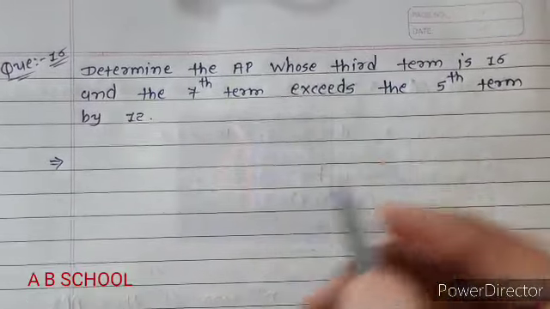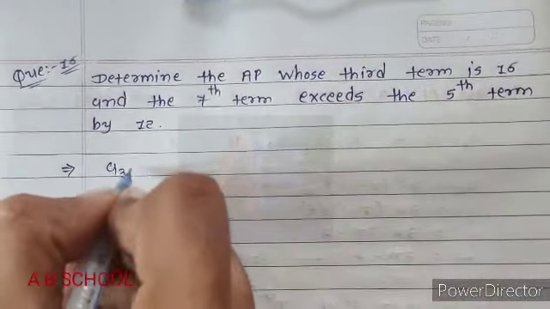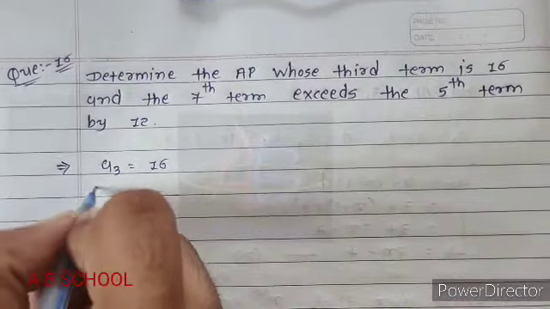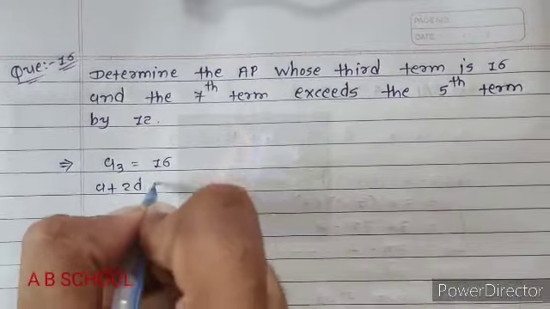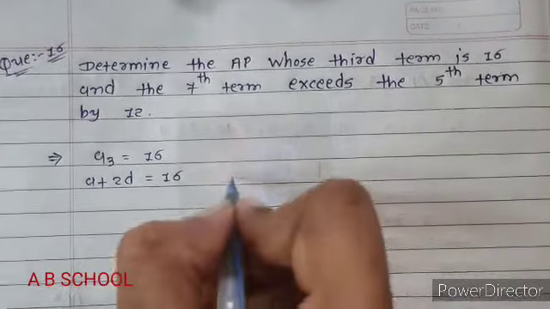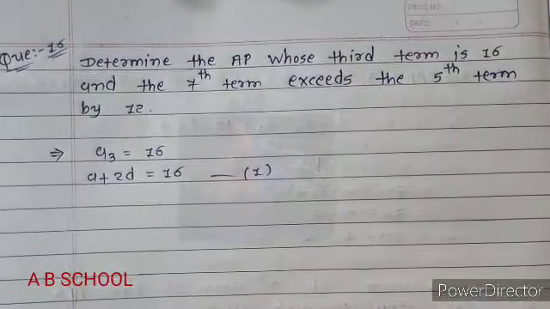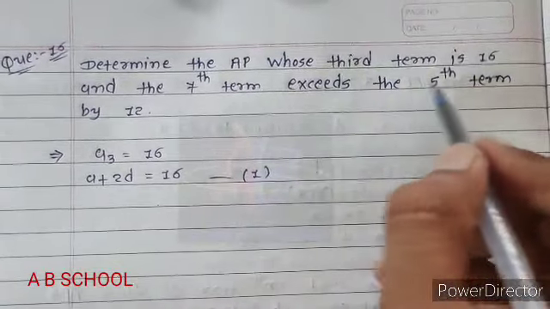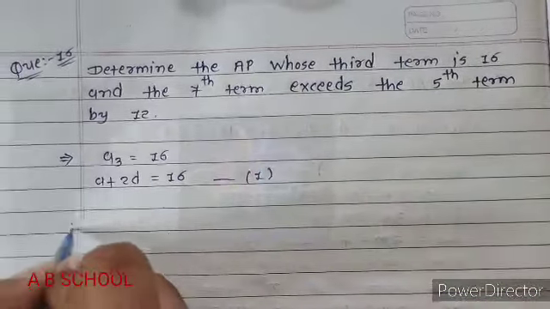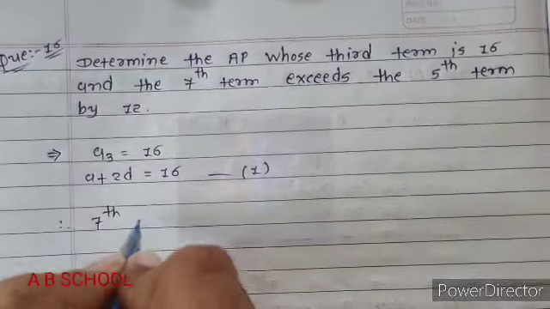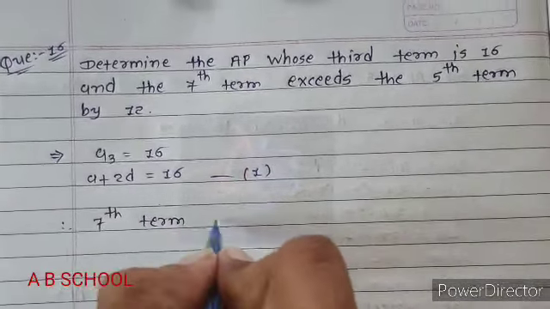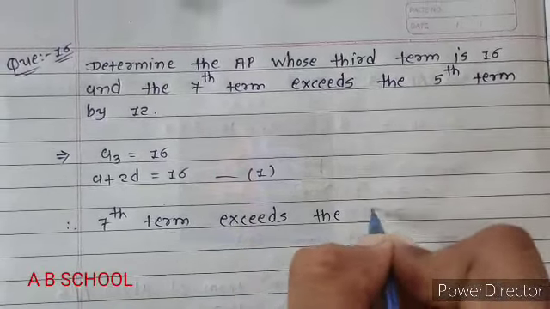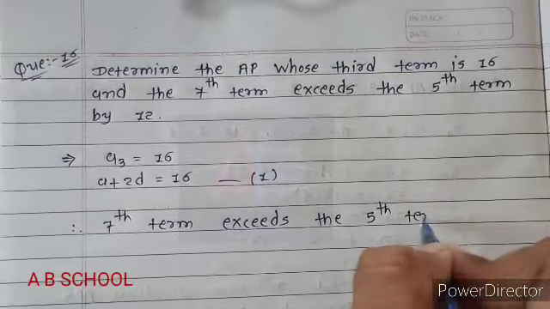Okay, so here it is given that the third term is 16, so the value of A3 is equal to 16. By using a general form, A3 is equal to A plus 2D is equal to 16, equation number 1. Okay, now the second condition is the seventh term exceeds the fifth term by 12.